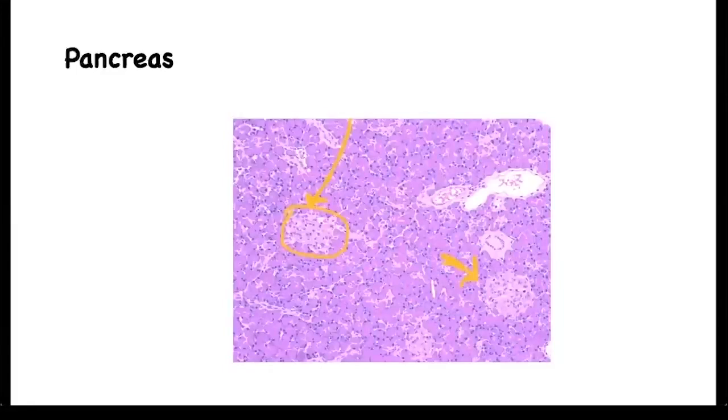Let's look at the pancreas. This is a histology slide of the pancreas. I have circled a pancreatic islet, which consists of alpha and beta cells. Surrounding the pancreatic islet is the acini, consisting of acinar cells. The acinar cells produce and secrete pancreatic juice.